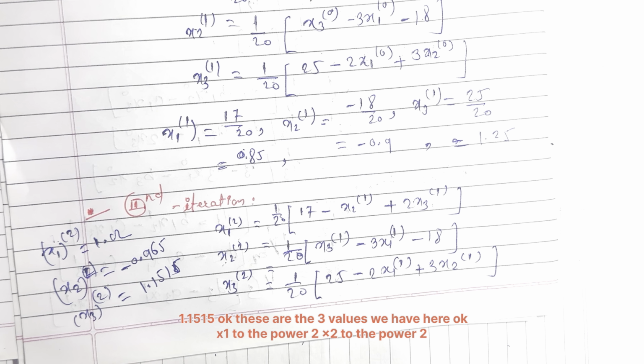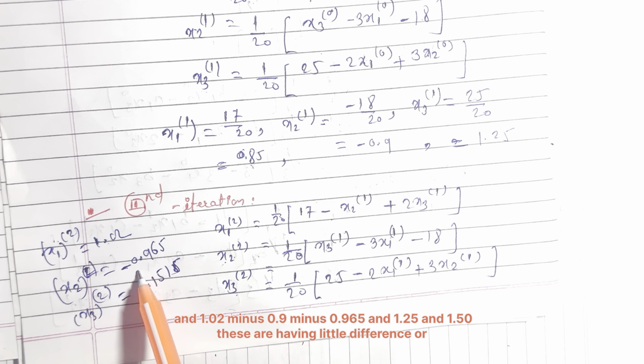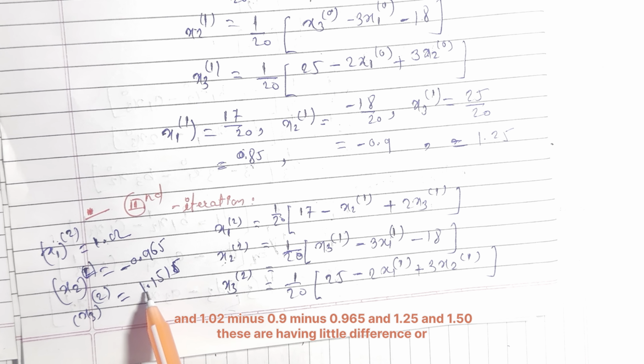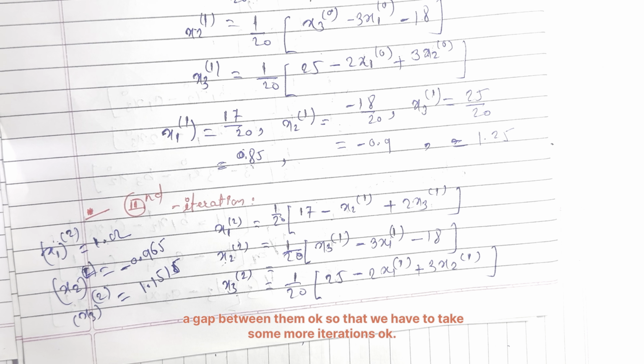Yes, now see that, guys, the values we have here are 0.85 and 1.02, minus 0.9 and minus 0.965, and 1.25 and 1.15. These have a little difference or gap between them. Okay, so we have to take some more iterations.